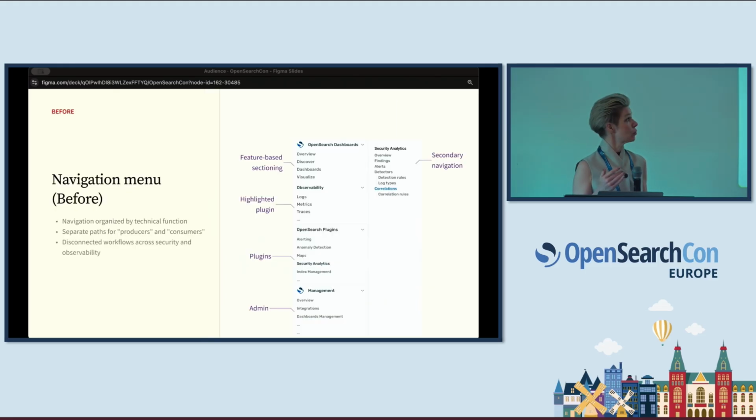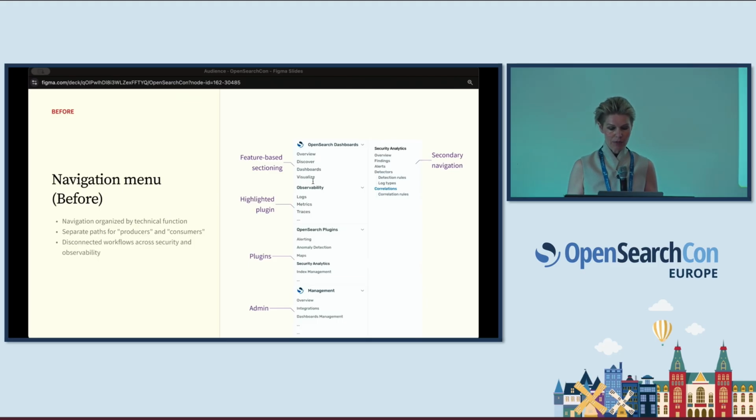So I'm going to go into a little bit more detail on this pattern. So this is before. You can probably see it quite clearly. So before, navigation was organized by technical functions. All available features are surfaced as a long, ever-growing list of plugins, reflecting the technical structure of a product and even the GitHub repo of those patterns. Separate paths for producers and consumers. Admin controls are separated in the admin section, and it signifies that those are only available for admins. Disconnected workflows across security and observability.